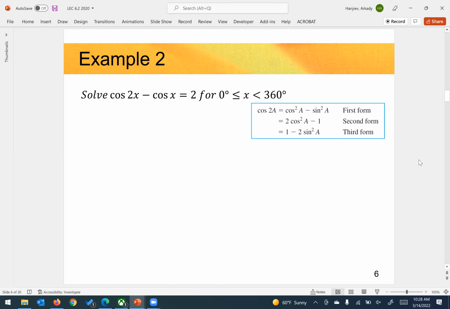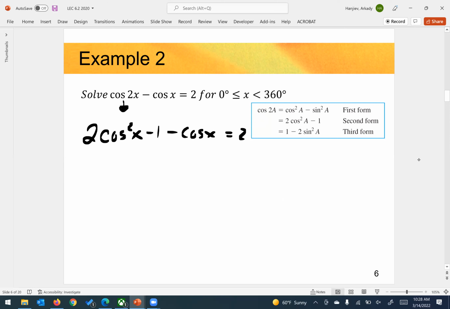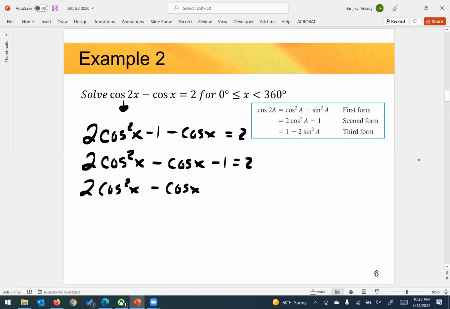And this time it's x. So the second form is what I want to use. It'll be 2 cosine squared x minus 1 minus cosine x is equal to 2. You can just factor it out. It's 2 cosine x plus. Either way, same.